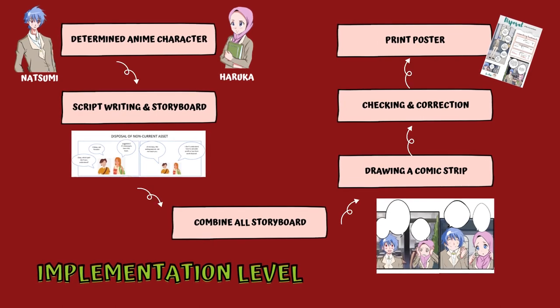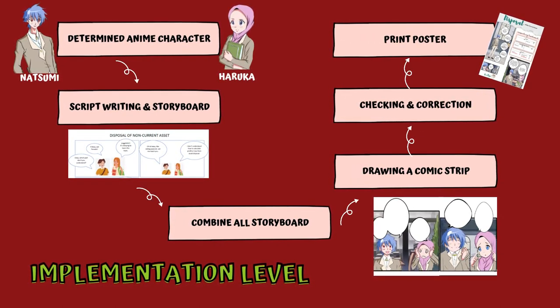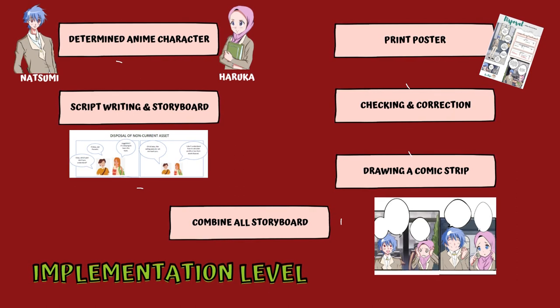This is our implementation level. We start by determining the anime characters. Then we do script writing and storyboard. After that, we combine all the storyboards. Then we do the drawing, the comic strip. After that, we do a checking and correction process of around 6 days. The last part is printing the poster.